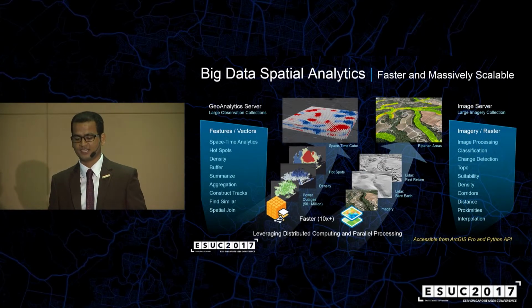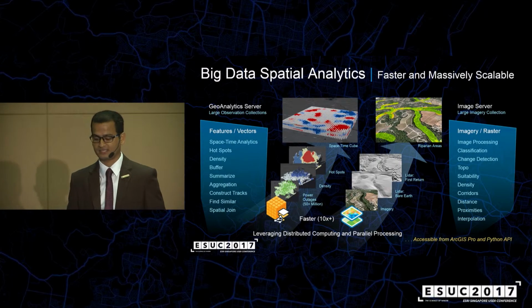Now, shifting gears to the big data side. On the big data side, we now have tools to make the geoprocessing and the spatial analysis faster, and also scale out to hundreds of thousands of observations, or even millions or tens of millions of observations. Using the GeoAnalytics Server, you can now do space-time work at scale that we could only do in desktop in the past. So doing the space-time analysis and also the hotspot analysis.